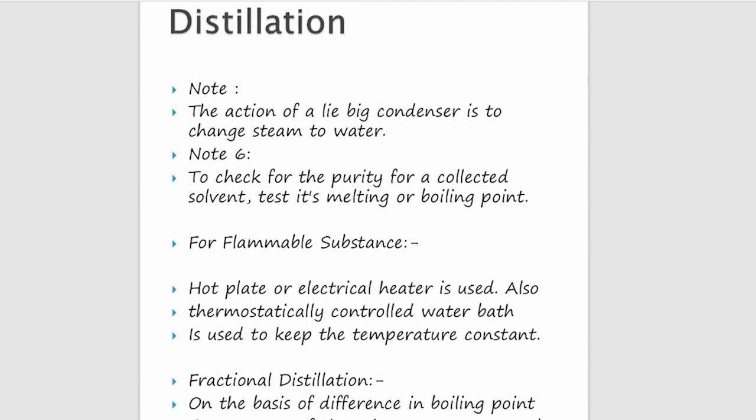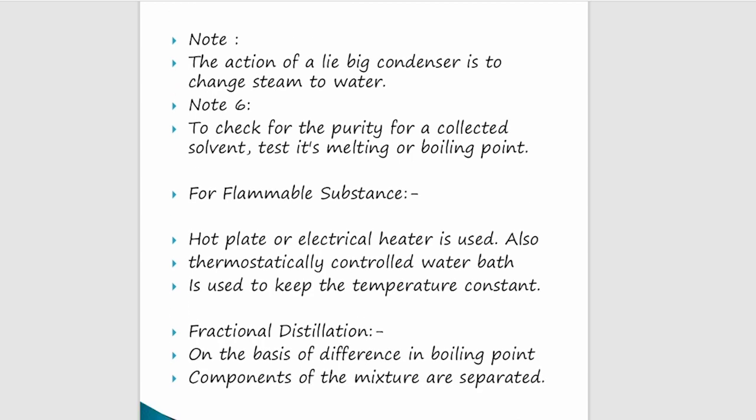Note some of the important points regarding distillation. The action of a Liebig condenser is to change steam to water. Another one is to check the purity of a collected solvent. The test is melting and boiling point. If you have collected the liquid in the conical flask, then check its melting and boiling point to check its purity. If it boils at its exact boiling point, then it is pure. Because of the presence of impurities, liquids will have a higher boiling point, whereas the melting point will be lower than the original melting point.